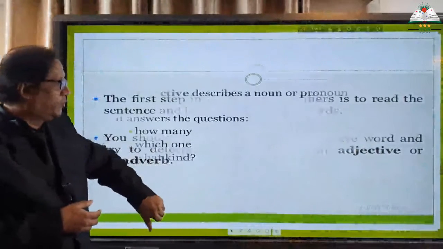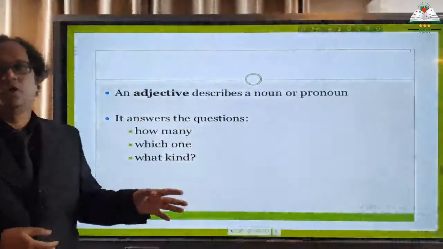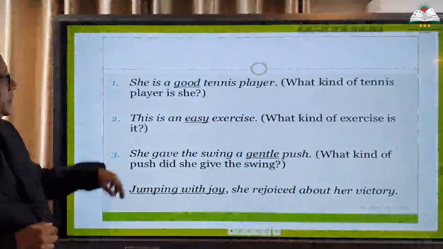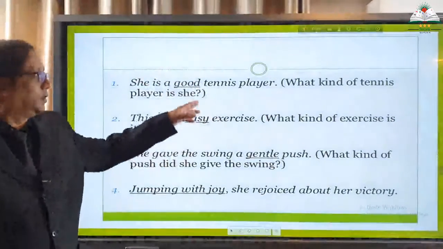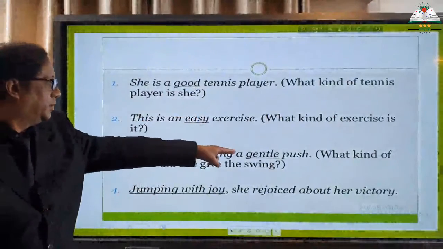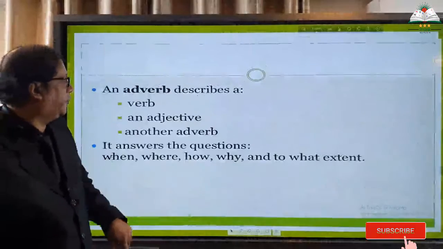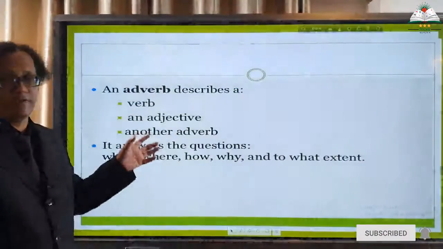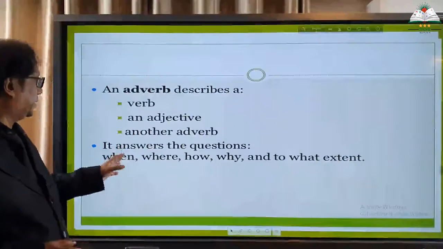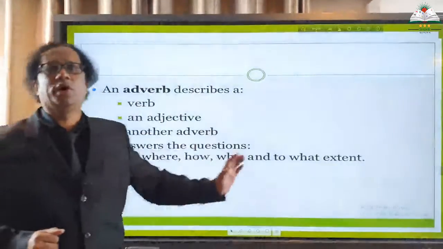Let's go forward. An adjective answers three questions: how many, which one, and what kind of. Here are some examples. She's a good tennis player: good. This is an easy exercise: easy. She gave the swing a gentle push, or jumping into a gap. These are all modifiers. An adverb modifies a verb, an adjective, or another adverb, and it answers the questions when, where, how, why, and to what extent.